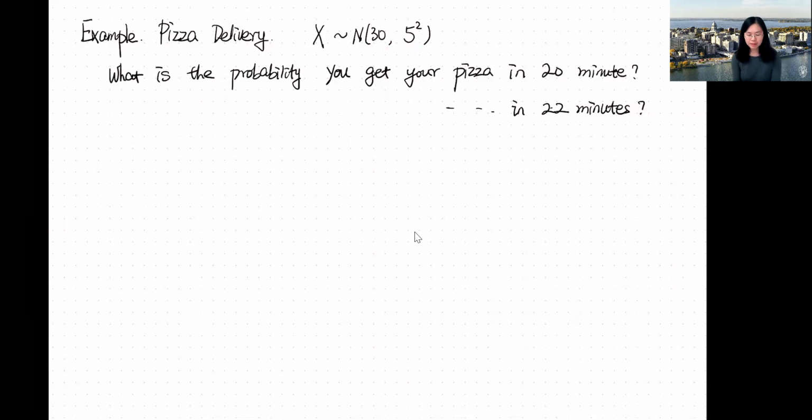Then what is the probability that you get your pizza in 20 minutes? And what's the probability you get your pizza in 22 minutes? So what we want to calculate is the probability that X is less than or equal to 20. Now, first we want to turn X into a standard normal random variable. We want to shift it and scale it so that it's a standard normal random variable.